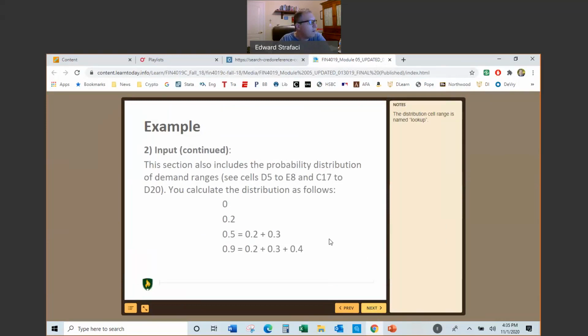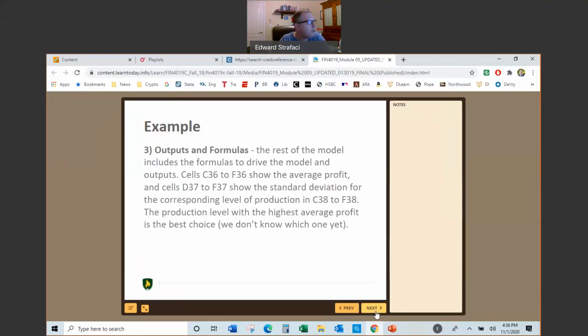And so then you put a probability distribution together, which is 0 to 2, add 2 to 3, which is 0.5, and then add 2, 3, and 4, which is 0.9. So that's your probability distribution. That's all the different probabilities that you can come up with in terms of different revenue projections. The rest of the model includes the formulas to drive the model and outputs.